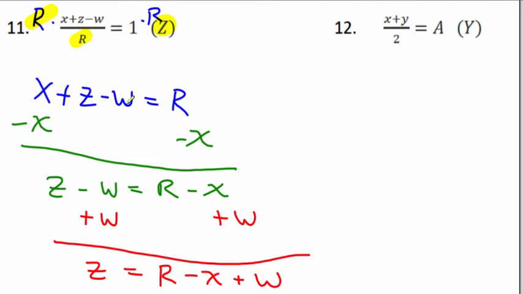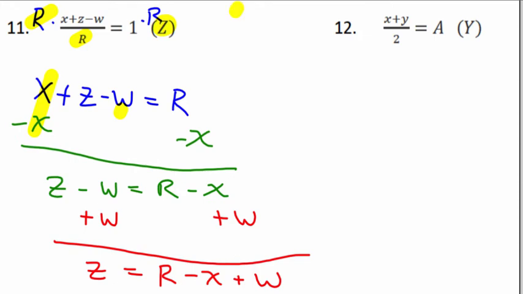x plus z minus w. Get rid of the x, minus x, minus x. They're going to cancel out. You're going to be left with z minus w equals r minus x. Get rid of the w. You add w to both sides. We're all done there. z equals r minus x plus w. Now, if you did it a different way, you could have r plus w minus x. That's okay. That's the same. As long as they're equivalent to each other, we're happy.